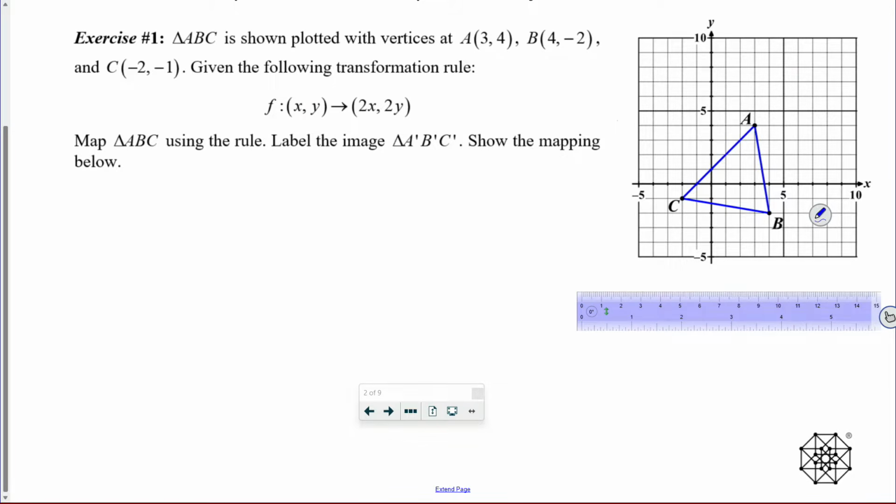Triangle ABC is shown plotted with vertices at A (3, 4), B (4, -2), and C (-2, -1). Given the following transformation rule, F takes (x, y) and maps it to (2x, 2y), map triangle ABC using the rule. Label the image triangle A', B', C'. Show the mapping below.